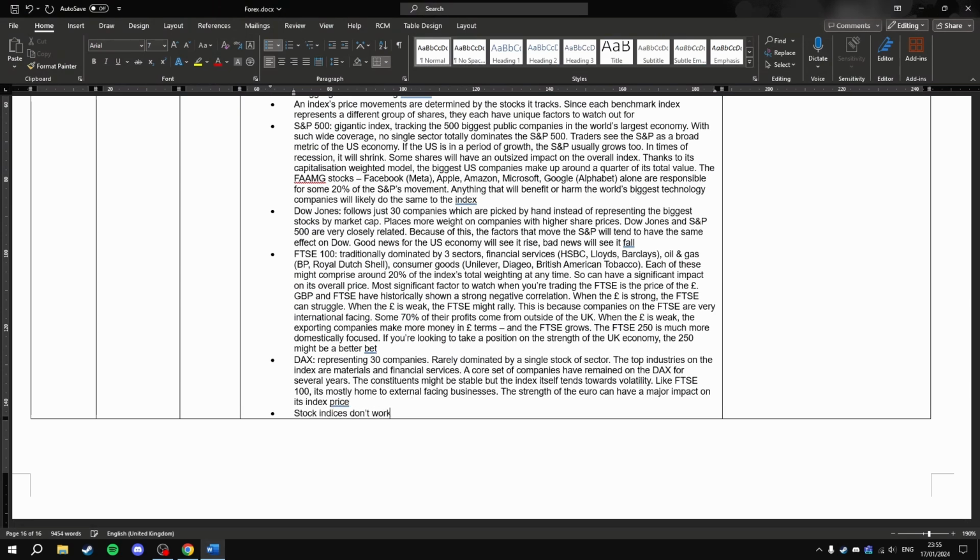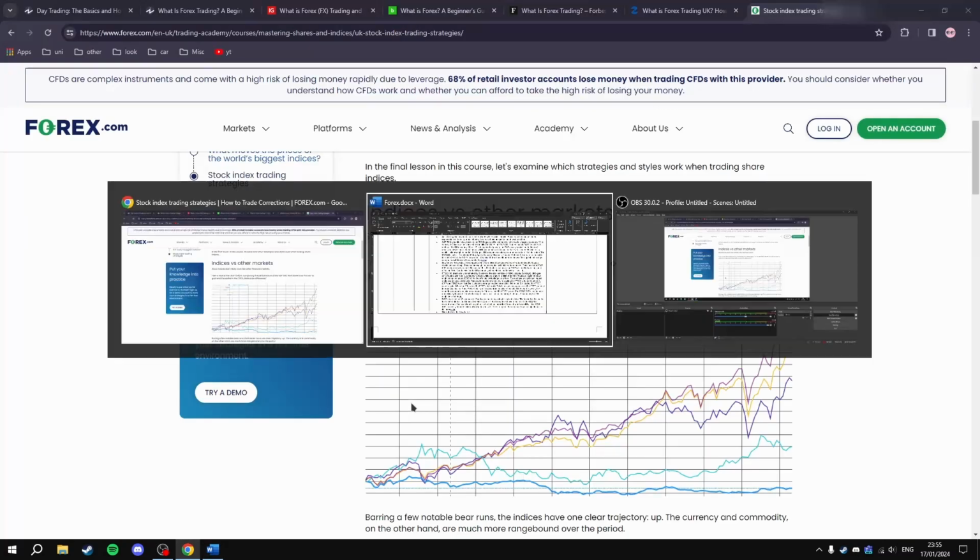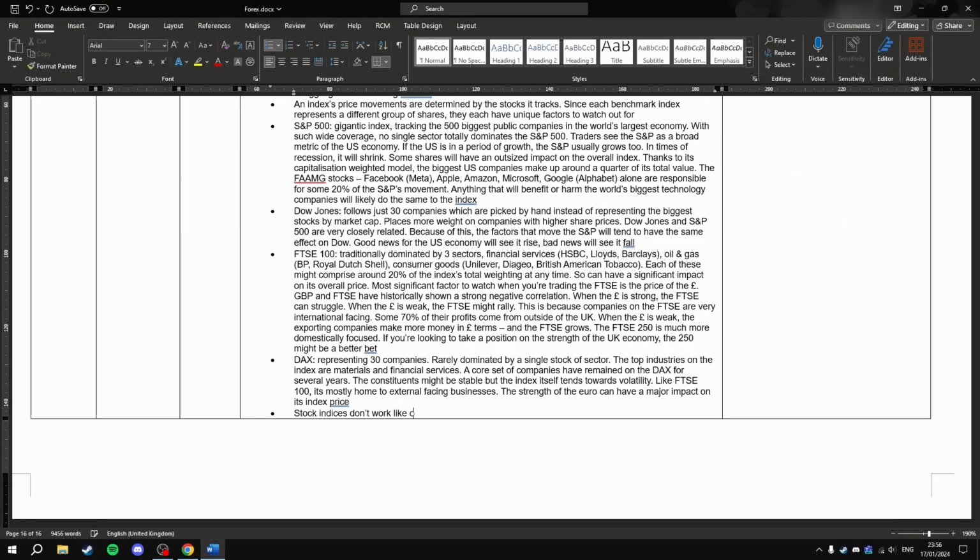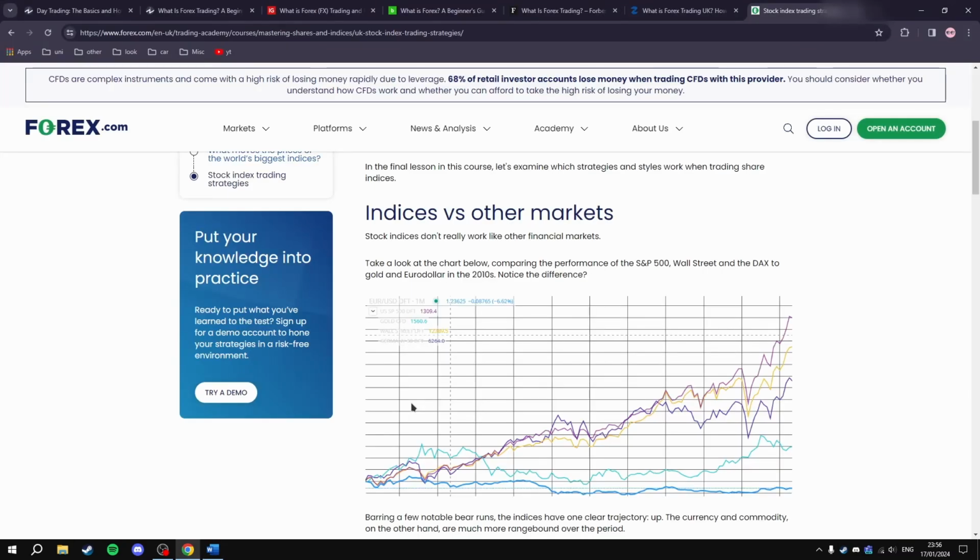Indices don't work like other financial markets. Take a look at the chart below, comparing the performance of the S&P 500, Wall Street and the DAX to gold and euro dollar in the 2010s. Notice the difference. Gold and euro dollar in the 2010s, so that's blue, and that's that and that. Euro, light blue and dark blue, so these two compared with these.